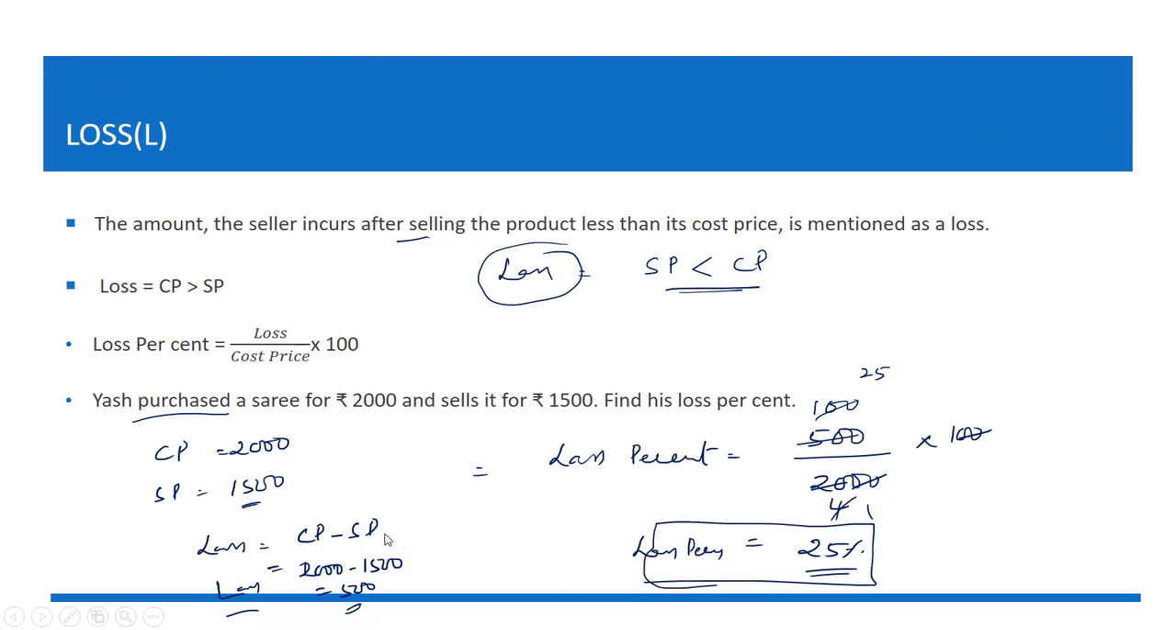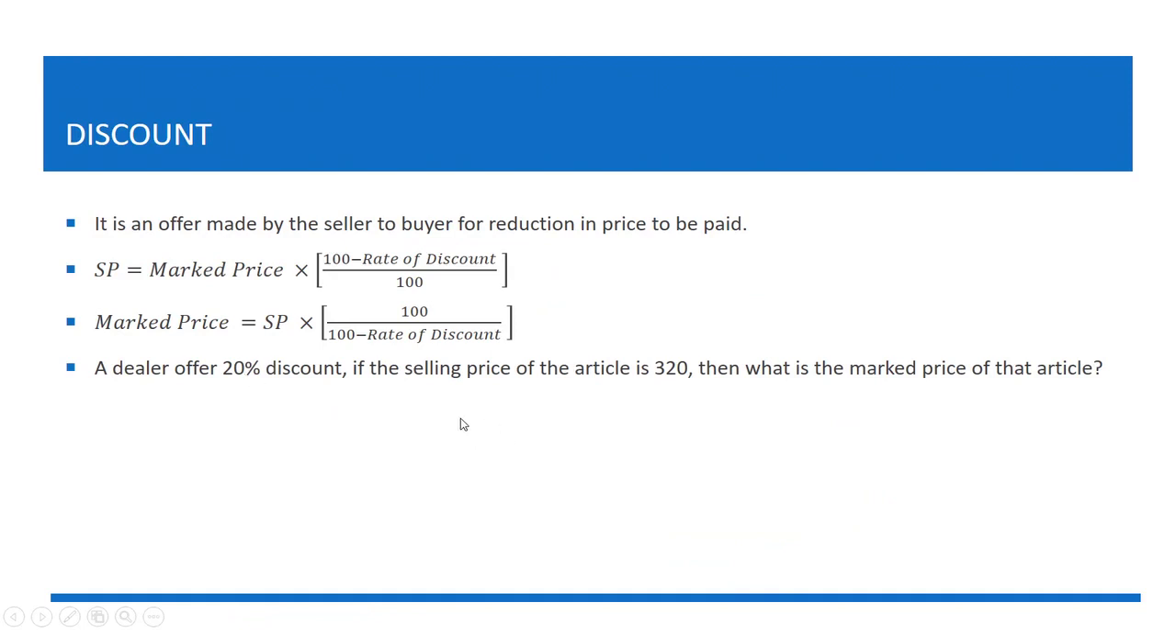Fine. Let us go with discount. It's an offer made by the seller to the buyer for a reduction in the price to be paid. Right. Here no loss will happen. See, a discount is going to be given. That is, he is going to reduce the price. Right. Let us check out that. That is called the mark price. SP is equal to mark price into (100 minus rate of discount) divided by 100. If you want to find the mark price, it is equal to selling price into 100 divided by (100 minus rate of discount). Let us check out here.